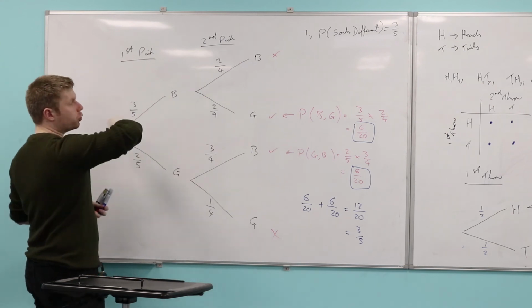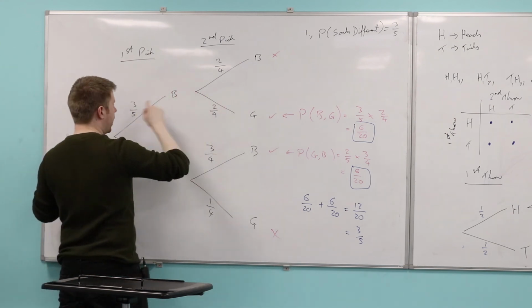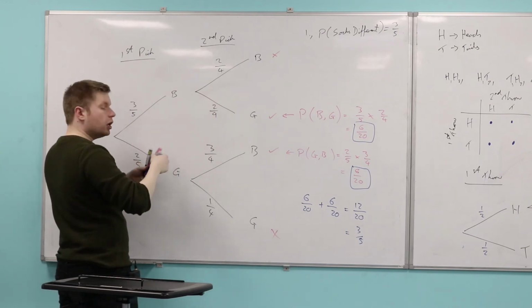If you're working across the branches, so you're working from left to right, so this probability and this probability, you should multiply.